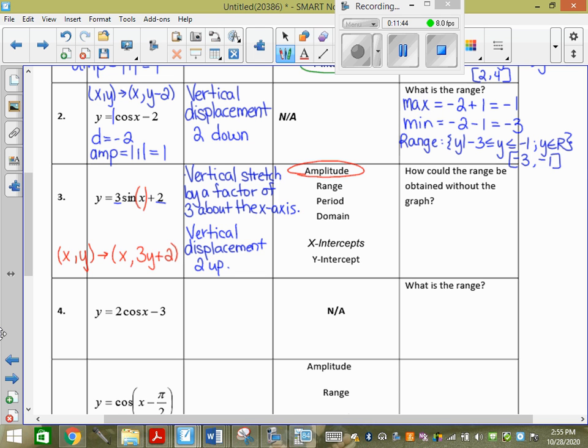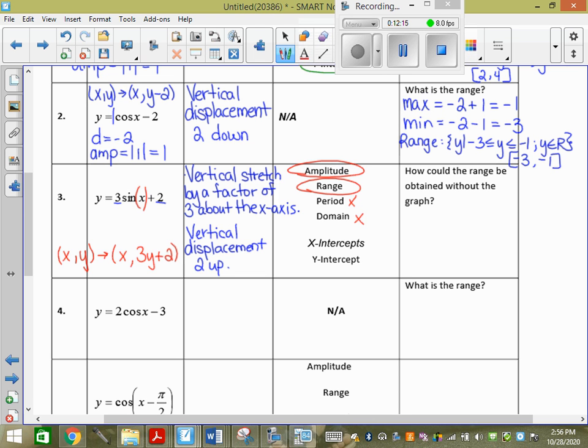Did my range change? My range is normally for these functions between -1 and 1. Well, the amplitude is for sure 3, so it's for sure changed, right? I also moved it 2 up. My range is going to change. Is the period going to change? The period is affected by what? Horizontal stretch, remember? The B value affects my period, which is the horizontal stretch. I don't have one, so that didn't change.